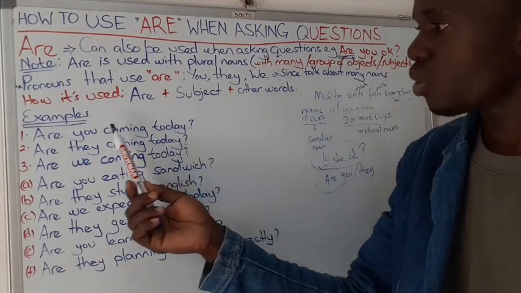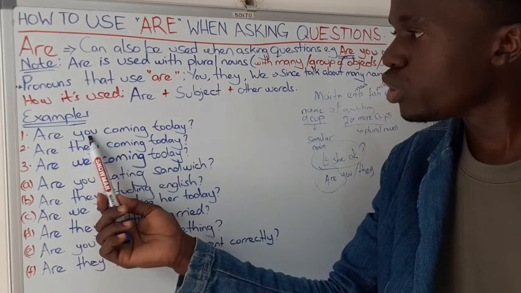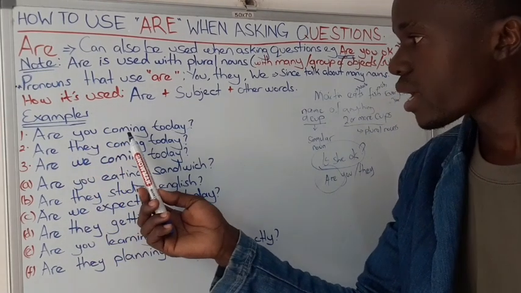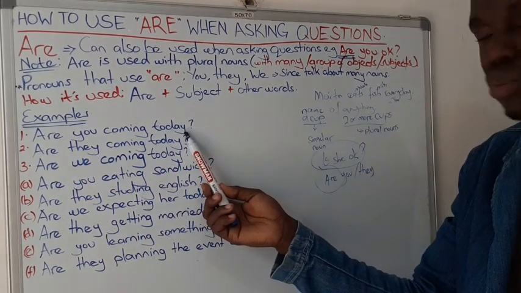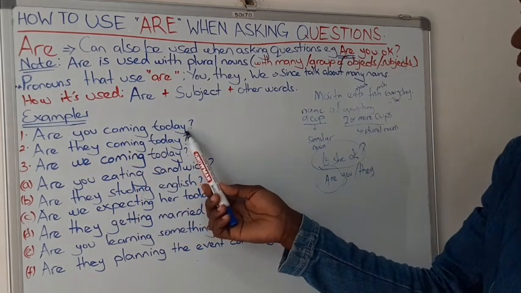You can be asking one person or you can be asking a group. That's why for "you" we use "are," not "is." So we say, "Are you coming today?" Hope we are together. Are you coming today?